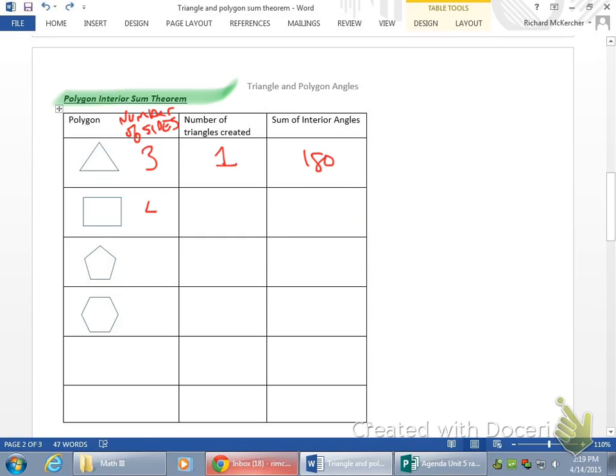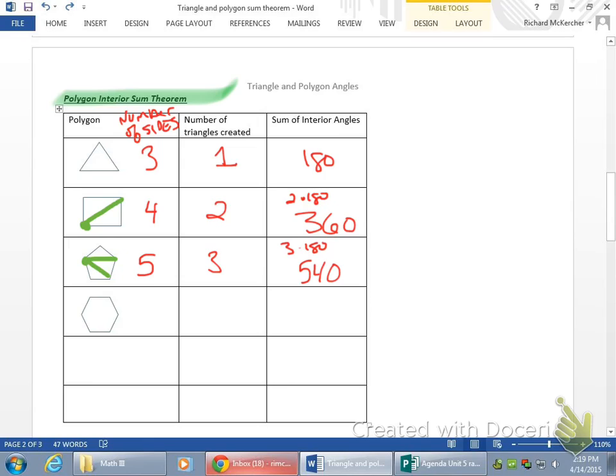So that part's easy. We're going to take this second shape, which is a quadrilateral, and we know there's 4 sides, and I'm going to draw one diagonal, which creates 2 triangles. Well, since there's 2 triangles, each triangle is 180, so 2 times 180 is 360. I'm going to do the same thing for each of these. So this next shape has 5 sides, and it will create 3 triangles. 1, 2, 3. Well, because I have 3 triangles, each of them worth 180, that's 540.